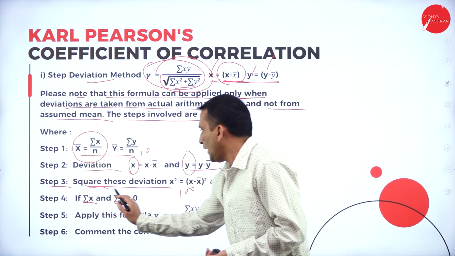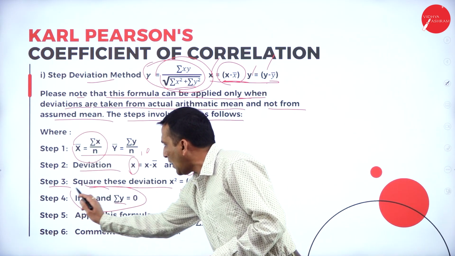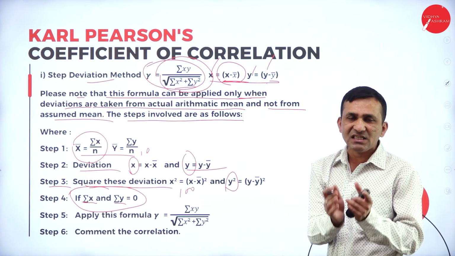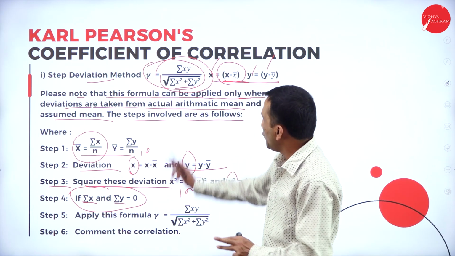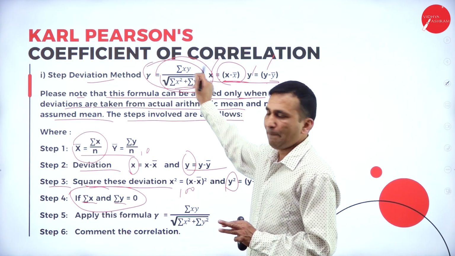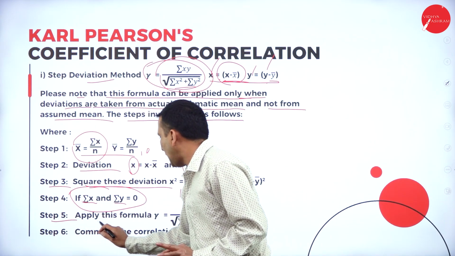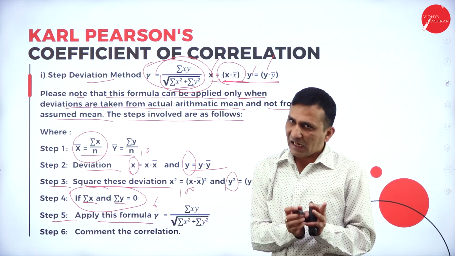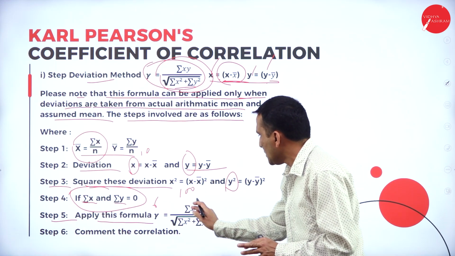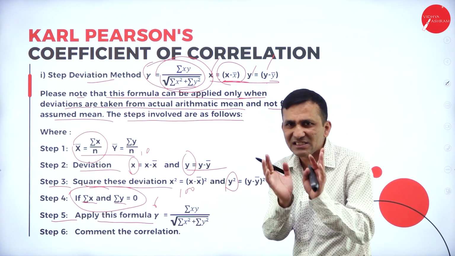Okay, so in step 4, if you are getting sigma x and sigma y equal to 0 after calculating, then only you need to depend on this formula. So the 5th step: apply this formula. Here gamma r you can write as r, which is the correlation. The formula, whatever it is, is very simple.